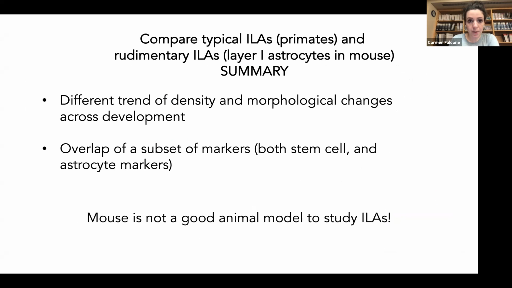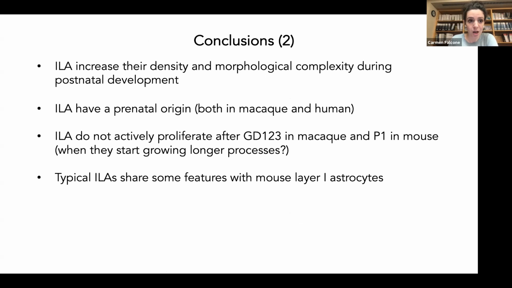So to sum up this very last part, when we compare the typical interlaminar astrocytes and the rudimentary interlaminar astrocytes, we found different trends of density and morphological changes across development, and also only a partial overlap of markers, both stem cell and astrocyte markers. So we concluded that mouse is not really a good model to study the interlaminar astrocytes. We should stick to primates if we really want to know why they're so special in primates. What do they do in primates?